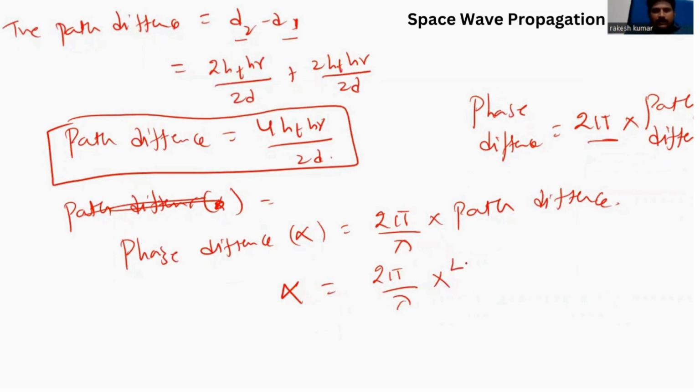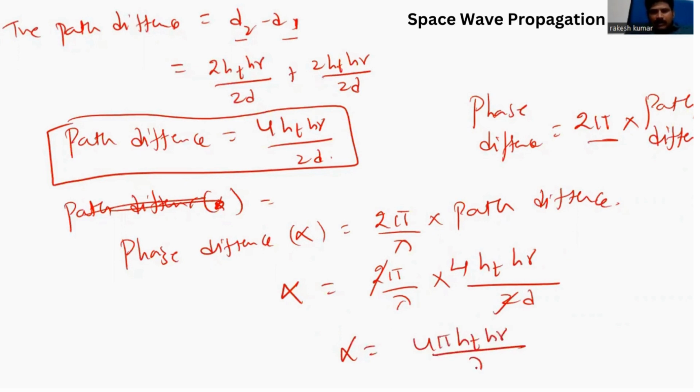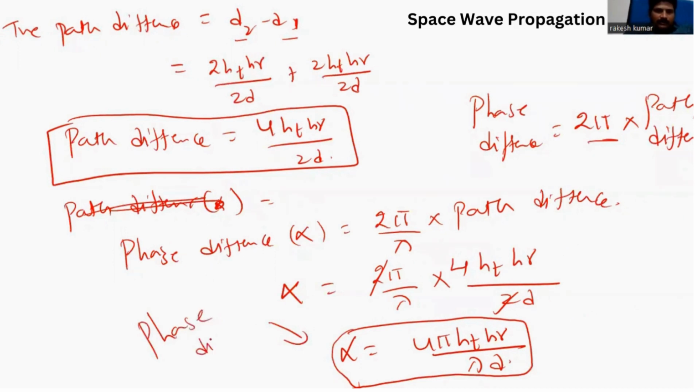Therefore, alpha, the phase difference due to the path difference, is 2 pi by lambda into the path difference, which is 4 HT HR by 2. The 2 gets cancelled. So what is the value of alpha? Alpha is equal to 4 pi HT HR by lambda. So this is the value of the phase difference alpha.